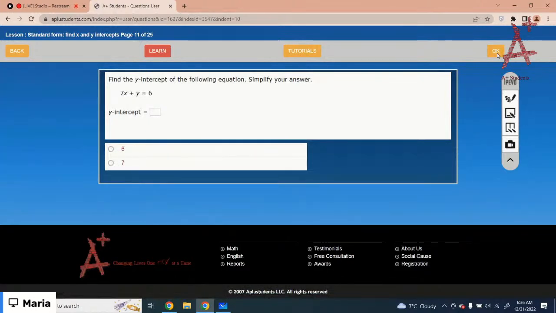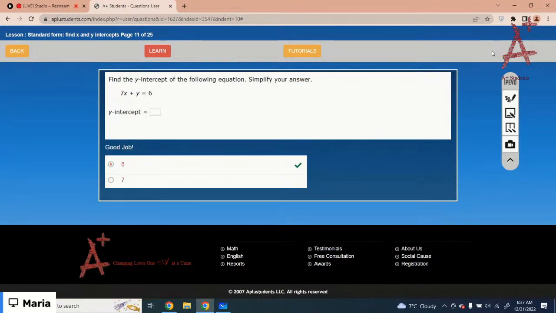Find the y-intercept of the following equation. Simplify your answer. So we have to find a y-intercept, so we have to replace the x with a 0. So then y-intercept equals 6. Got it? So just select the correct option, then click on the OK button.